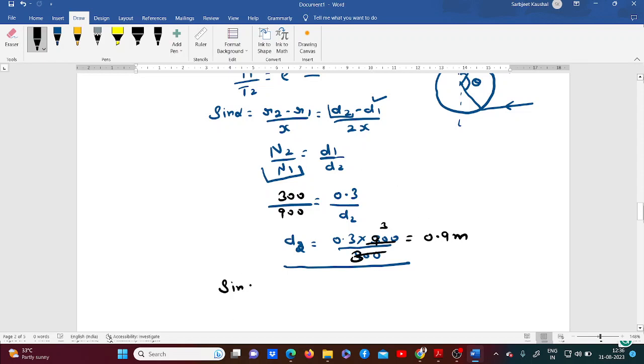Sine alpha is equal to (0.9 minus 0.3) divided by 2 multiplied by center distance 3. It came to be 0.1. So alpha came to be sine inverse 0.1, and this value is equal to 5.74 degree.